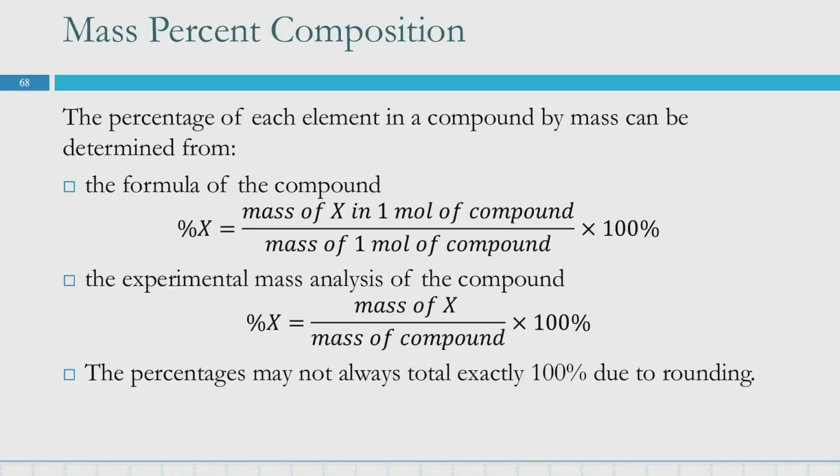One, if we have the formula, we can calculate it assuming that we have just 1 mole of the compound and how much of the particular element that we care about. So the mass of X, where X is any element. How much of that element do we have in 1 mole of the compound, divided by the mass of 1 mole of the compound. Strictly speaking, you don't have to use 1 mole, but the reason we're using 1 mole is so our molar mass just turns into grams.